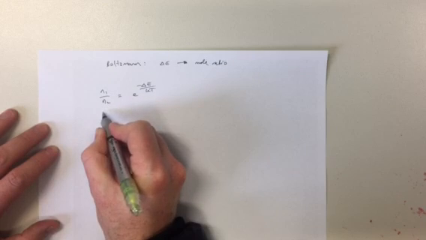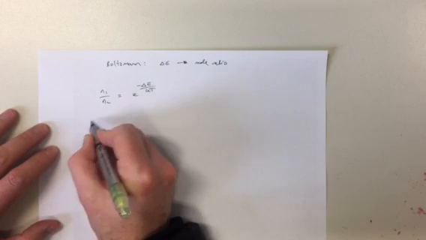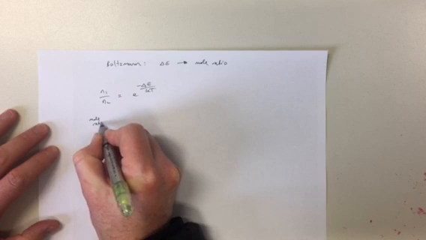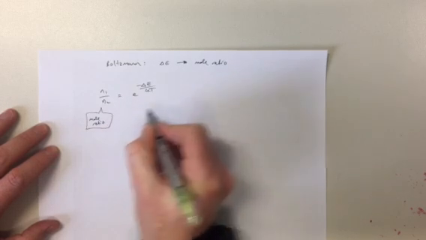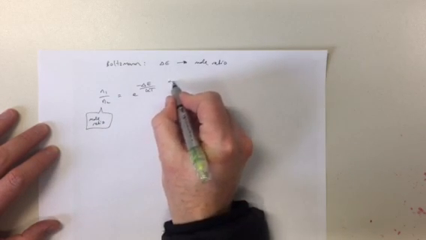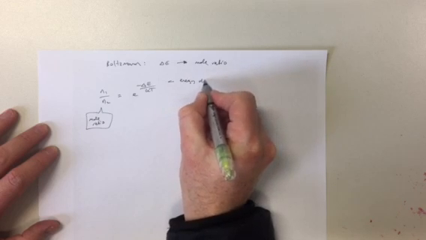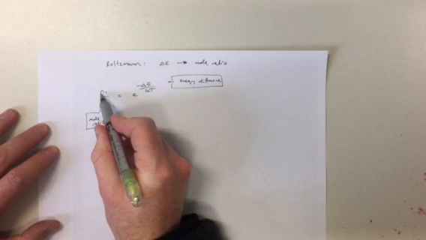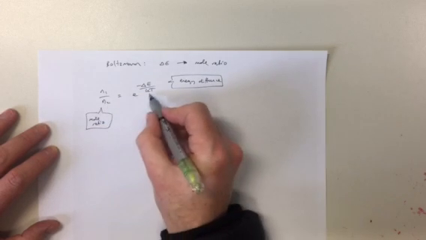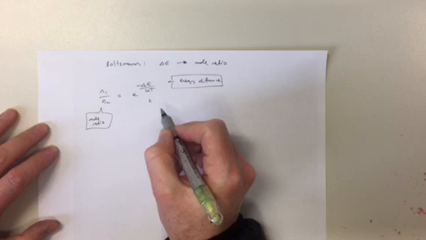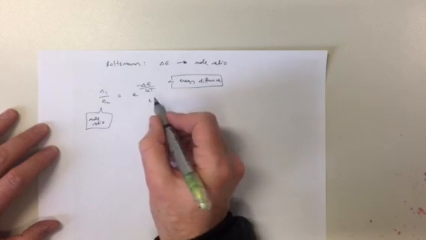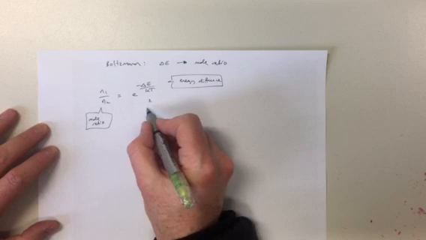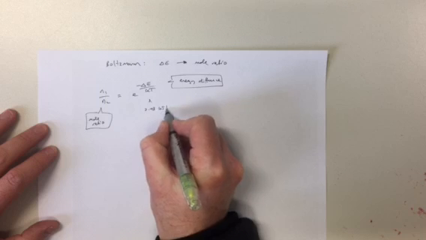That's where N1 on N2 is the mole ratio, and delta E is the energy difference, so the difference in energy between state 1 and state 2. And KT is the gas constant times the temperature, which at room temperature works out to be 2.48 kilojoules per mole.